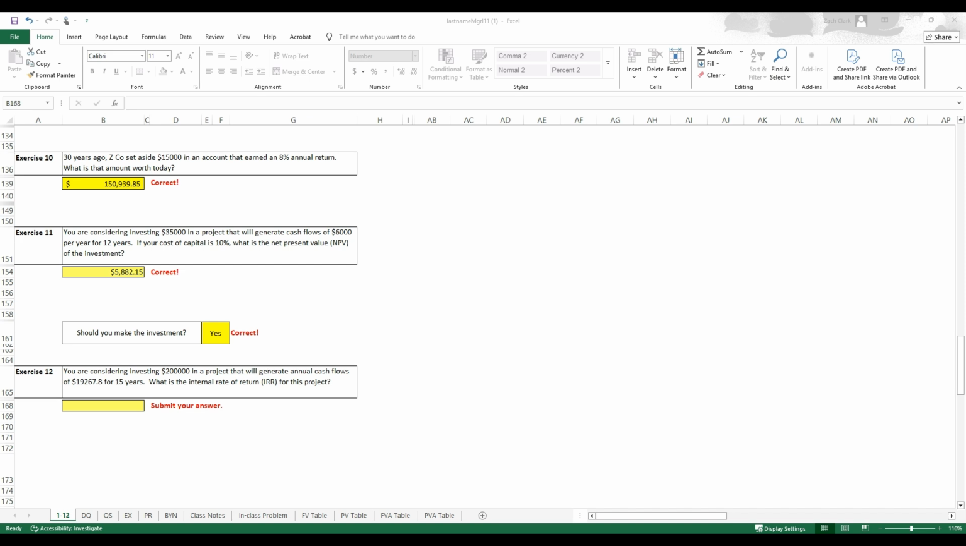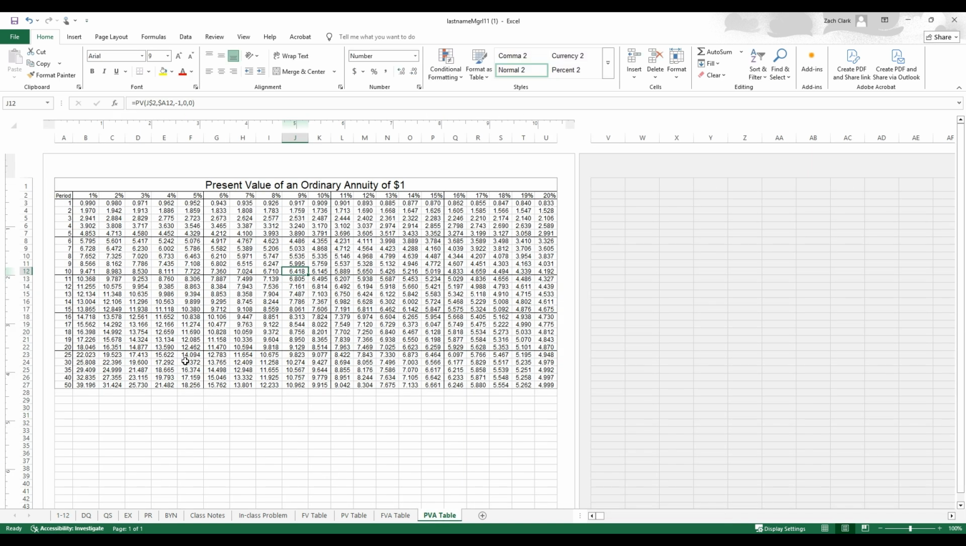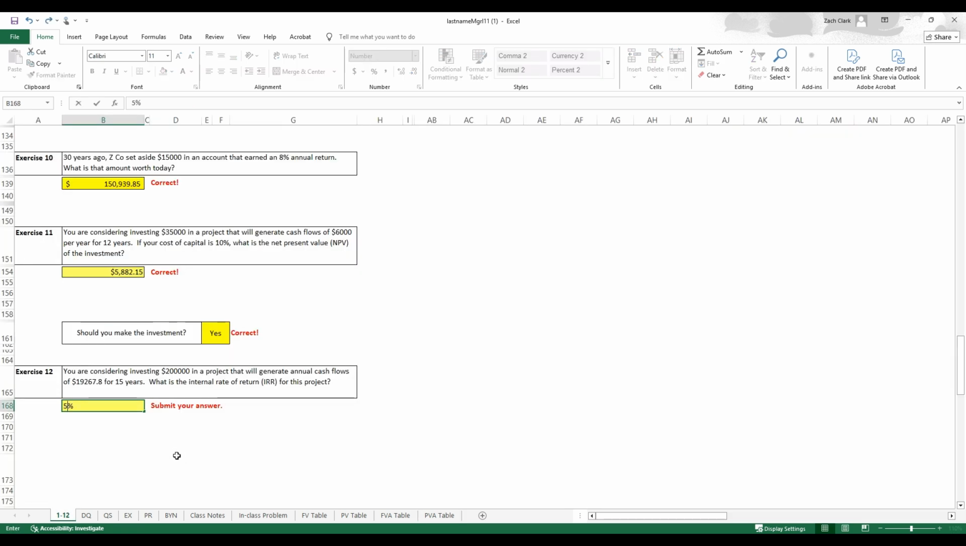10.38. And then we are going to want to look in our 15-year row for present value of an annuity for 10.38. And there you go. Lo and behold, you can see that that is going to be a 5% return, basically.